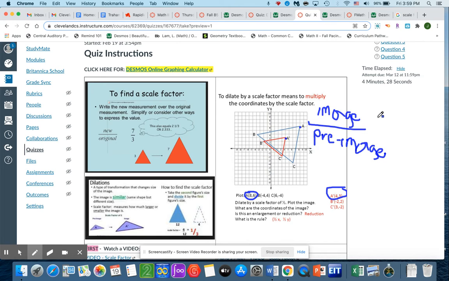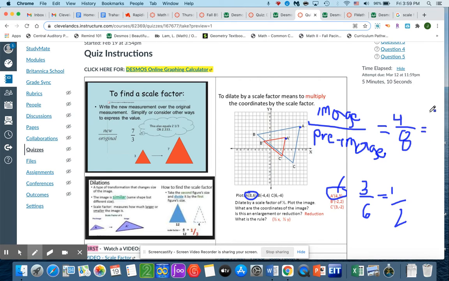Okay, so your image over your pre-image, when you're dealing with coordinates and your center of dilation right here at the origin, you can just take the X or the Y, it doesn't matter which one. So if I do the X's, that would be a 4. And I compare it to the X over here before the dilation. That's an 8. If I would have chosen the Y's, it would have been 3 over this Y, which is 6. Then you just reduce that fraction, and you will see that the scale factor is 1/2.